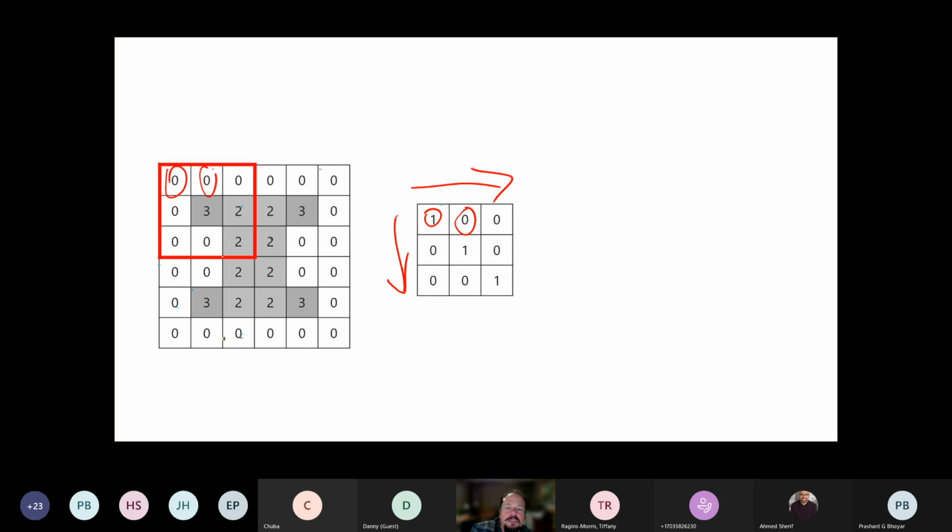This number times this number, this one times this one. Oops, I can't write anymore. My pen must have died. But you get the idea. And what we're going to do then is output a single number coming out of it.